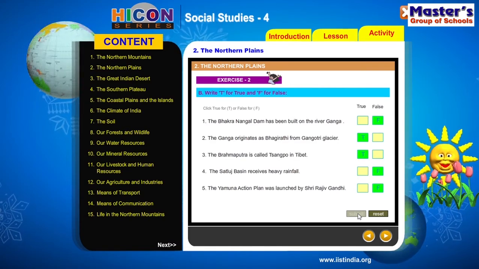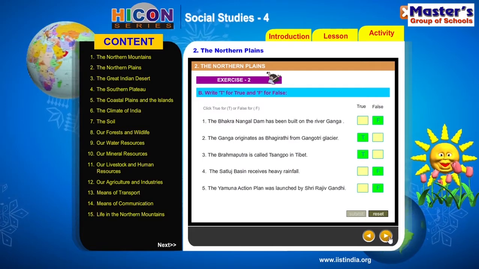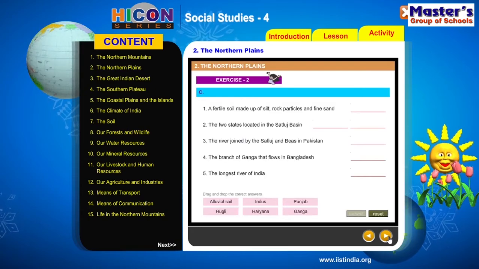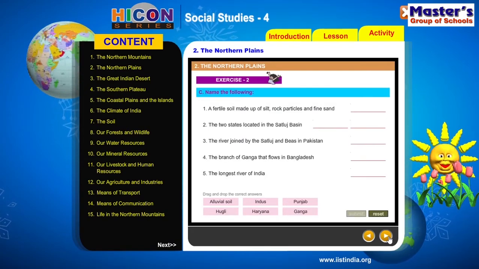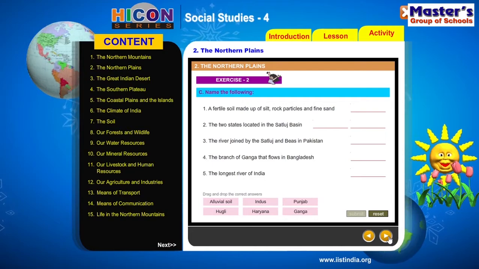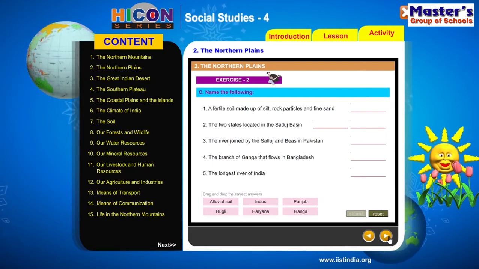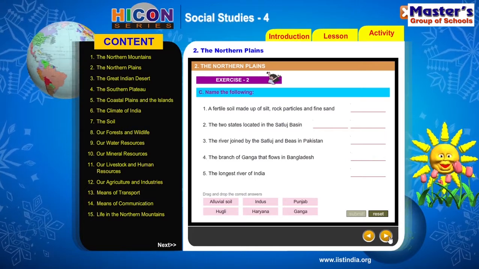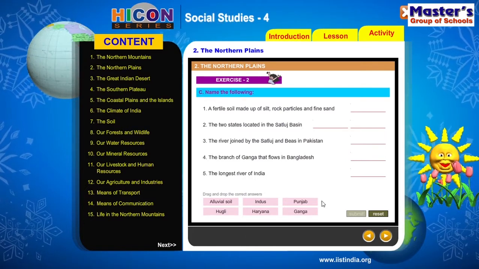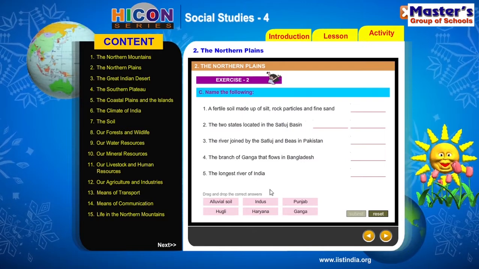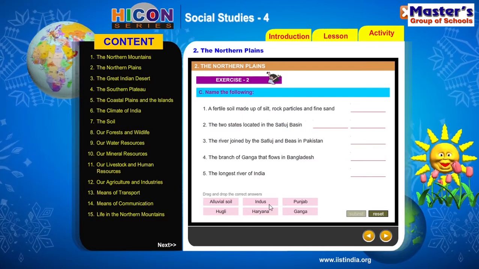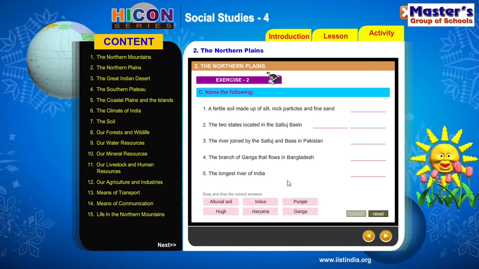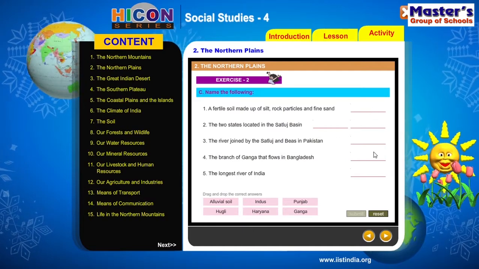Fine. So now we'll go on to the next one. Name the following. There are 5 descriptions given over here, and what they refer to is also given as options at the bottom. We need to read the descriptions, identify the item each one describes, and drag and drop them over here.